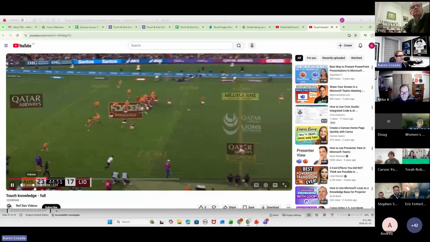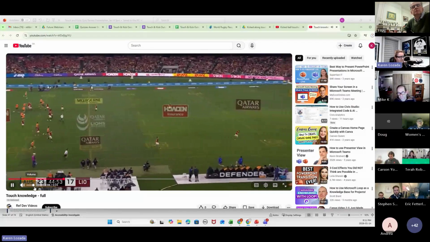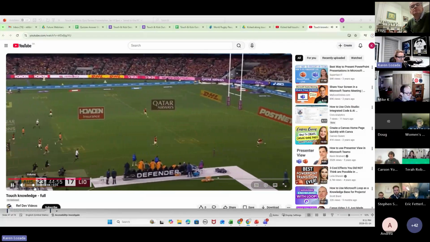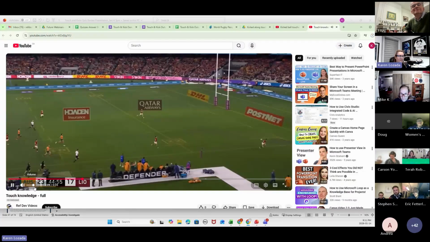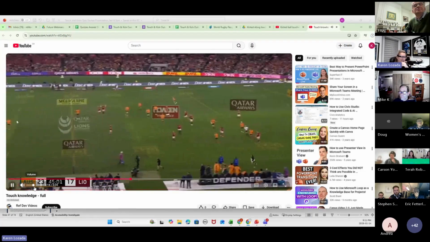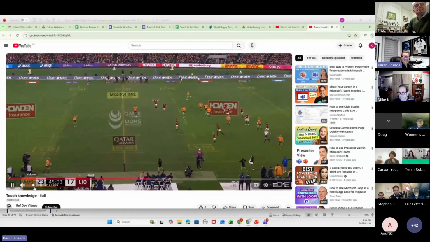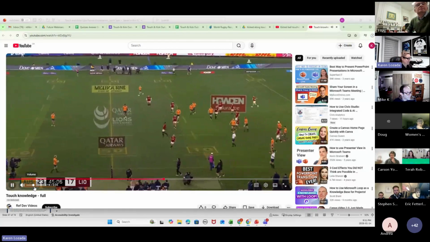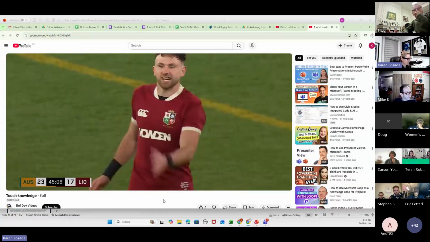Wilson out to Liner. Liner makes good contact with this one. He wanted to run hard right. Oh, does it find touch? There's a flag up. Play on. The kick comes back downtown. Oh, we look to have almost nailed the 50-22 there on that right-hand touch line.